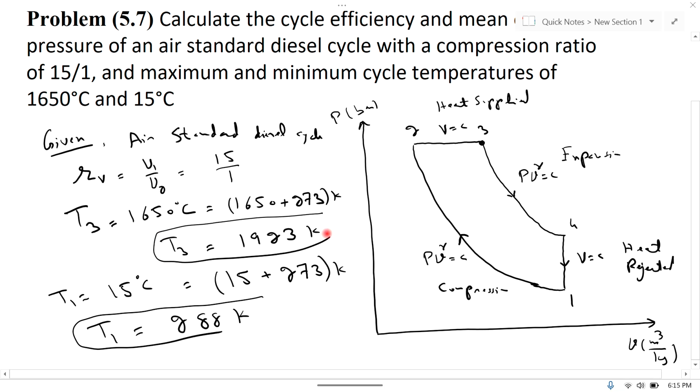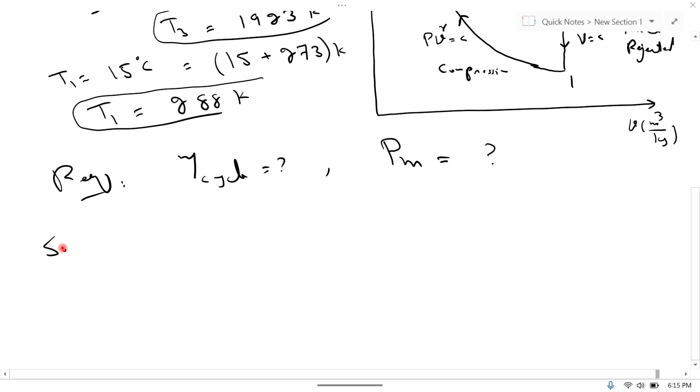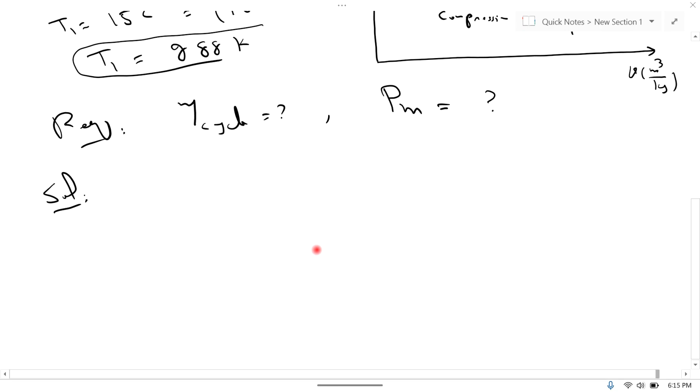And the required data is cycle efficiency. Required is to find the cycle efficiency and mean effective pressure, which is denoted by Pm. So we start the solution. To find cycle efficiency, we need T2 and T4. So first I find T2. Process 1 to 2 is adiabatic.